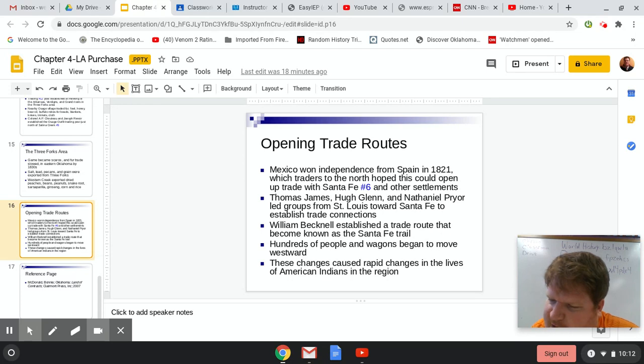We would see that this would open the door to send people down to help establish a connection with the tribes, but also trade, and they would also help establish settlements down there as well. William Becknell established a trade route that became known as the Santa Fe Trail. Hundreds of people in wagons began to move westward, and this started a rapid change in the region for the American Indians.